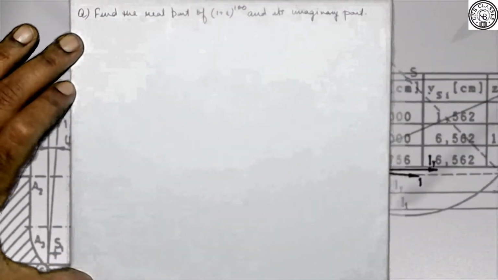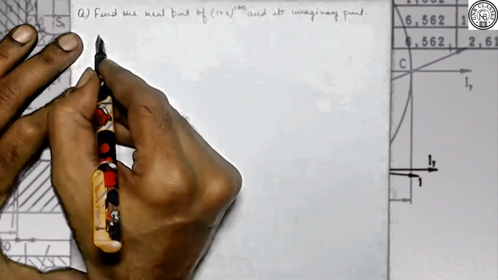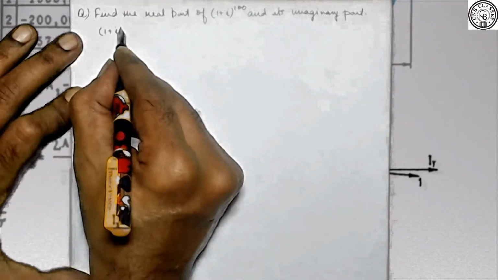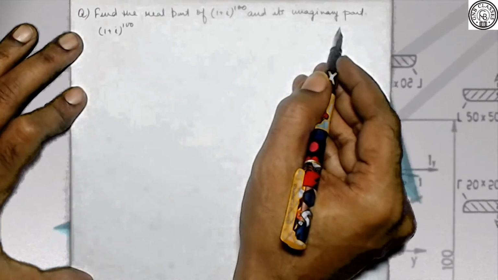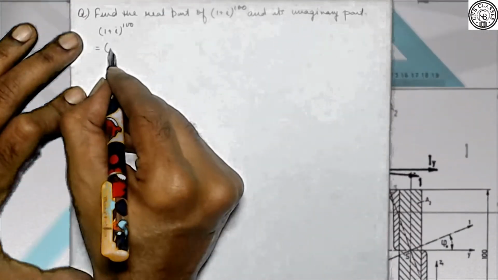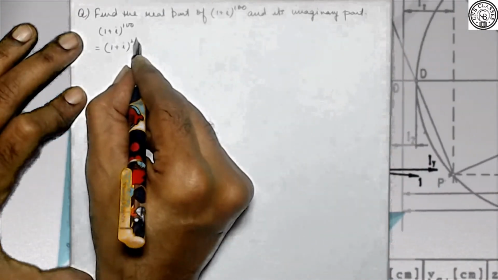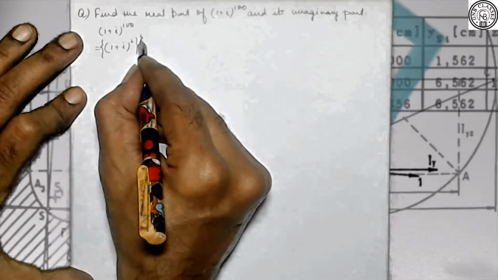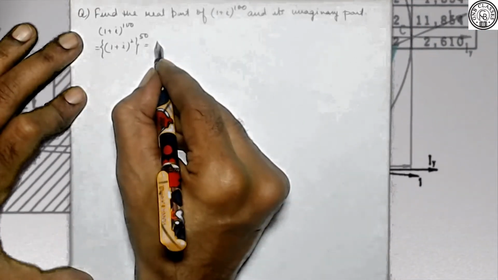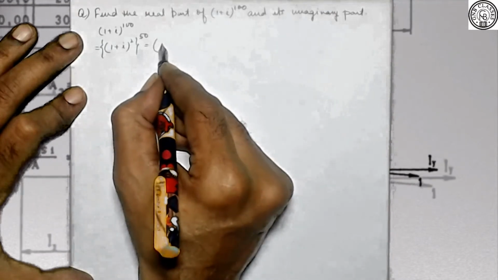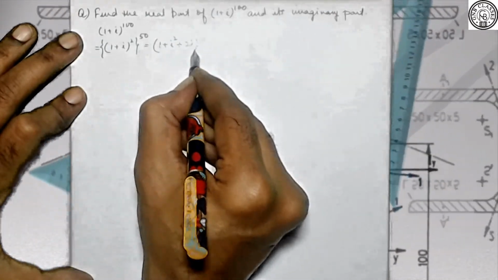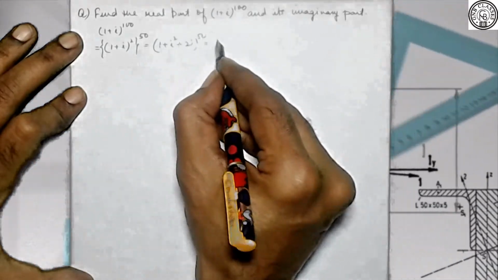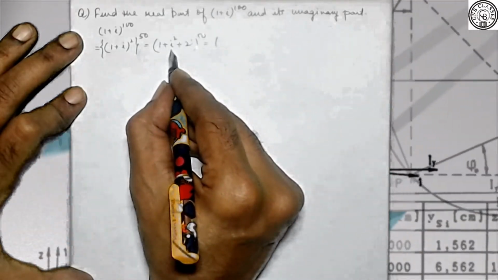The question is, find the real part of (1 + i)^100 and its imaginary part. So I can write this as ((1 + i)^2)^50. If I expand inside with the formula of (a + b)^2, we are going to have (a² + b² + 2ab)^50. That gives us what? i² is minus 1.